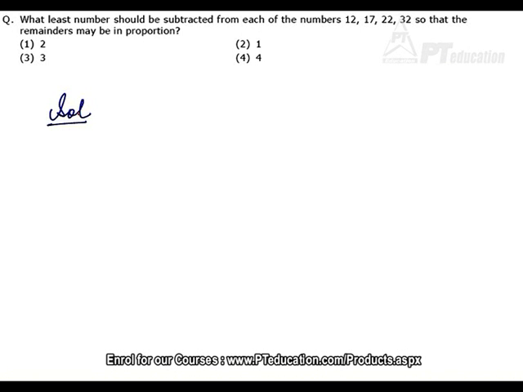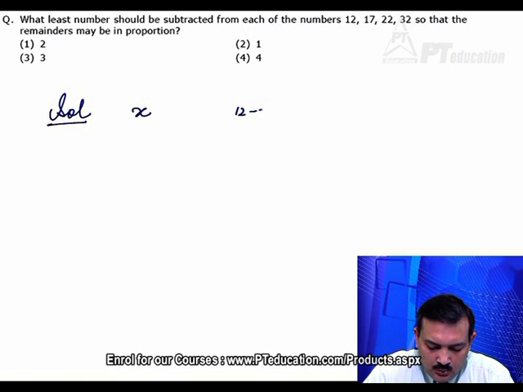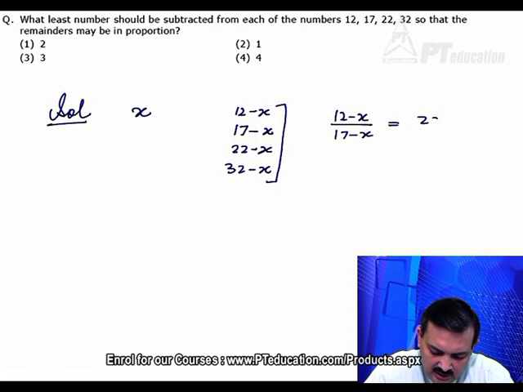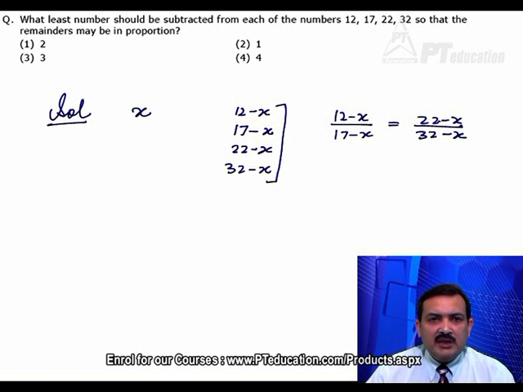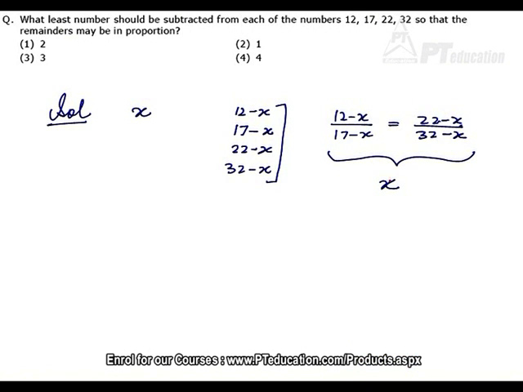Let the least number be x. So this means that 12 minus x, 17 minus x, 22 minus x and 32 minus x will be in proportion. So the equation now will be (12 minus x) upon (17 minus x) equals (22 minus x) upon (32 minus x). And if this is the equation, this can be solved to get the value of x. I hope this method is very clear.